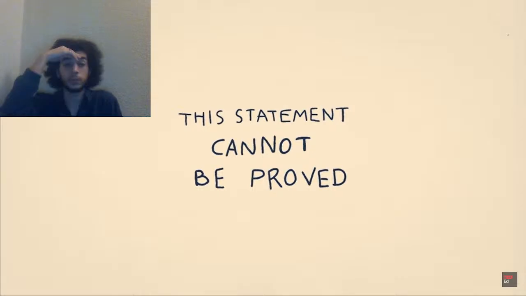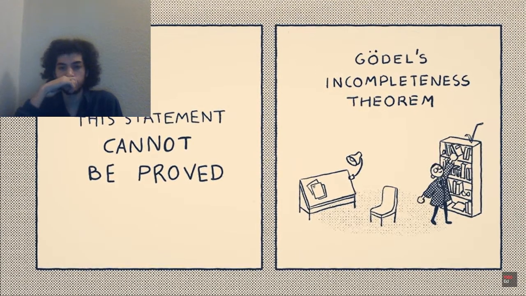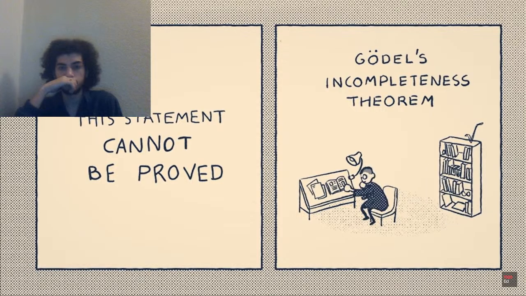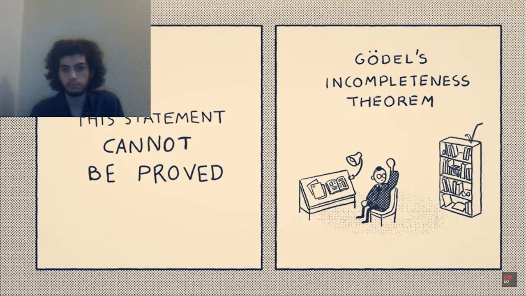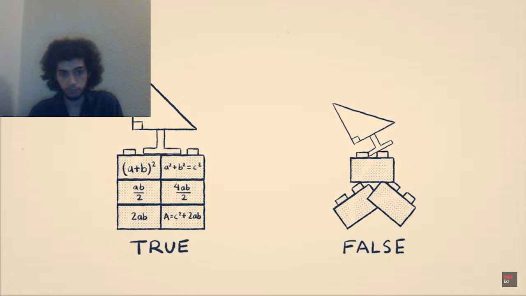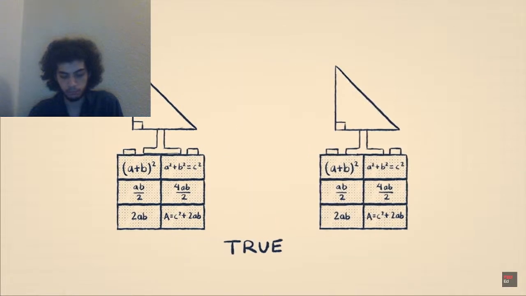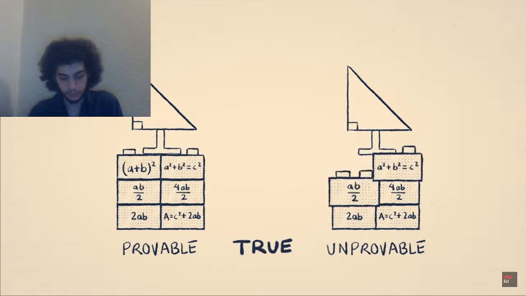This revelation is at the heart of Gödel's incompleteness theorem, which introduces an entirely new class of mathematical statement. In Gödel's paradigm, statements still are either true or false, but true statements can either be provable or unprovable within a given set of axioms.